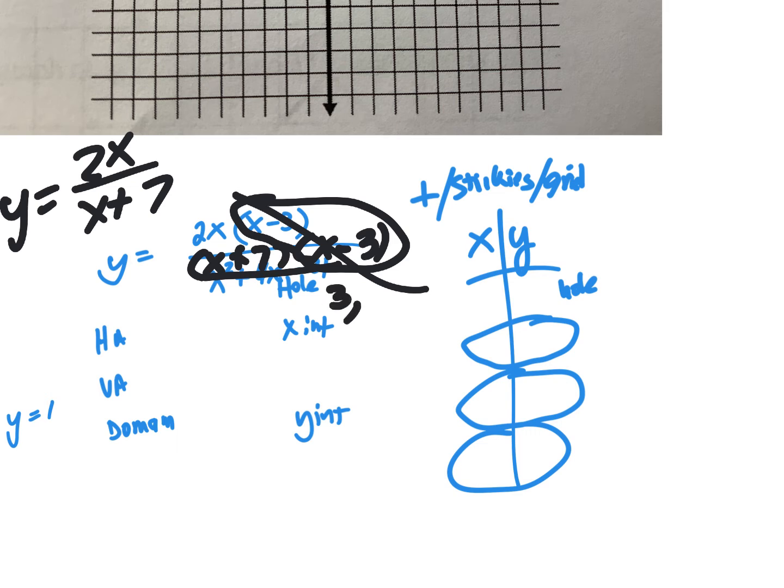Because 3 is what makes the function crash. But it's 3 comma what? Well, you put the 3 here and here. And you get 6 over 10. 6/10 reduces to 3/5. Raise your hand if you had 3 comma 3/5. Nice, that's where the hole is.